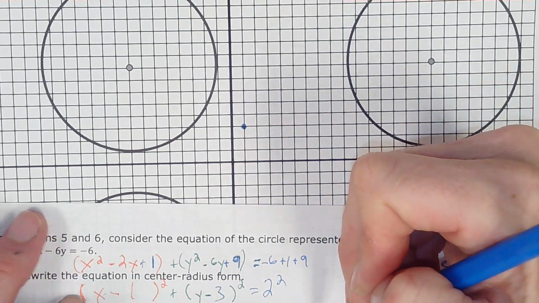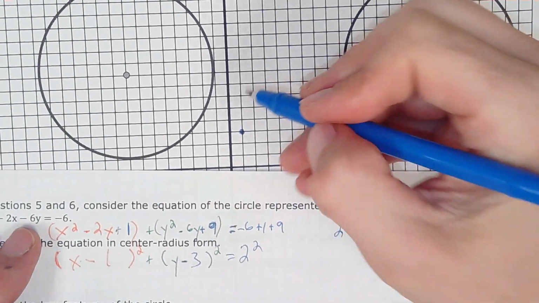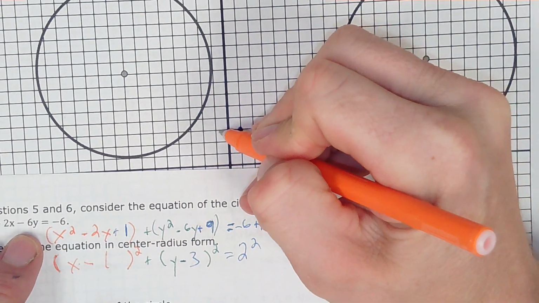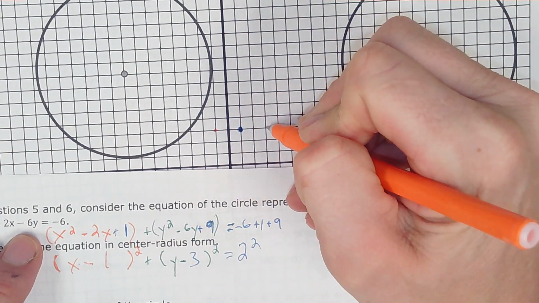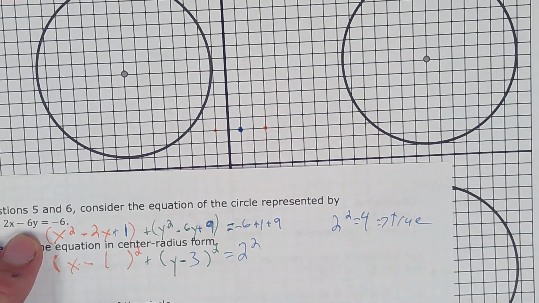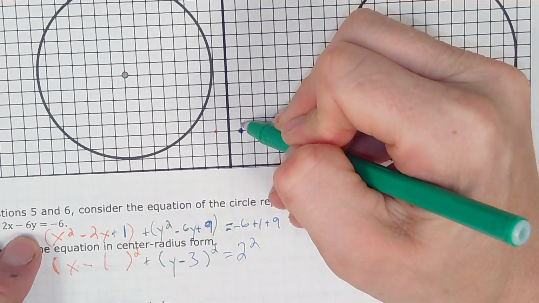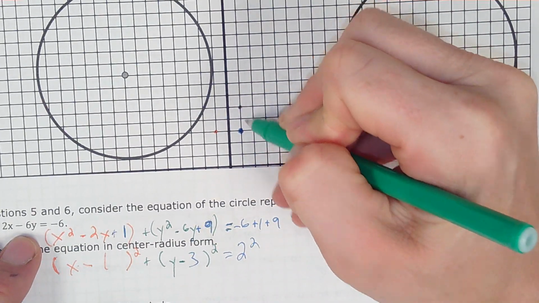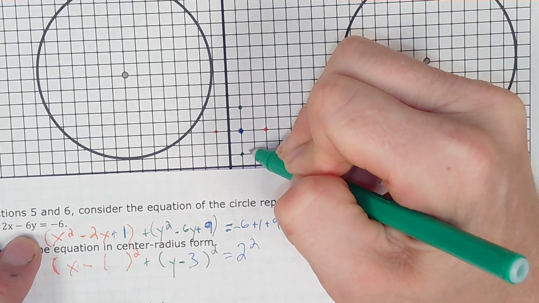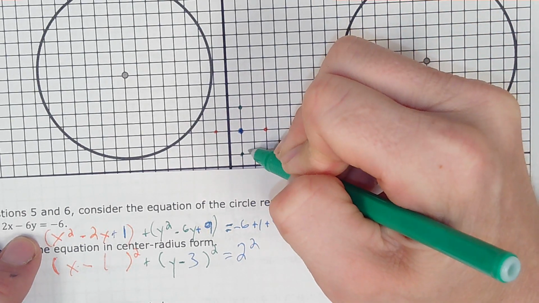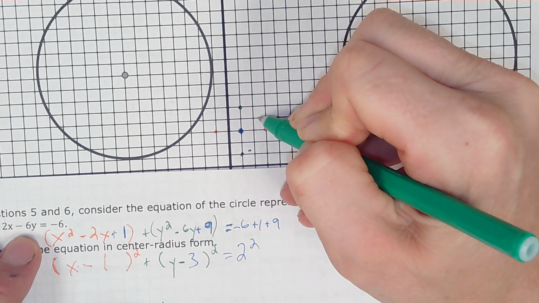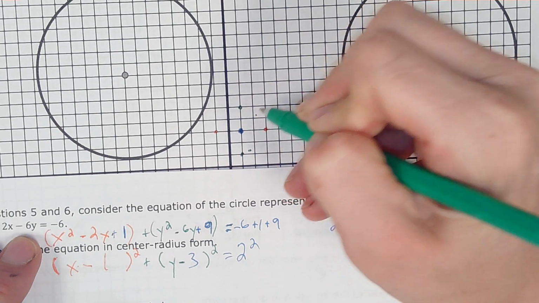Okay, it has a radius of 2. So my domain is going to be here, 2 this way and 2 this way. That's the extent of my domain. My range is going to be up and down, my y values, 2 and 2. That's going to be the extent of my y values. So I can kind of visualize a circle here. It's kind of halfway in between each one of these.